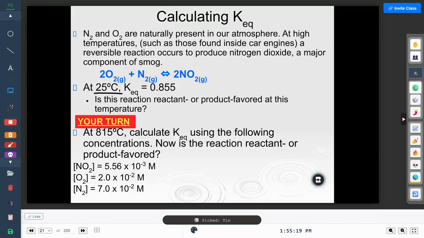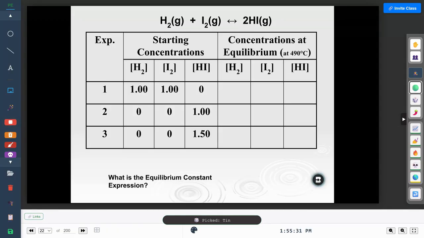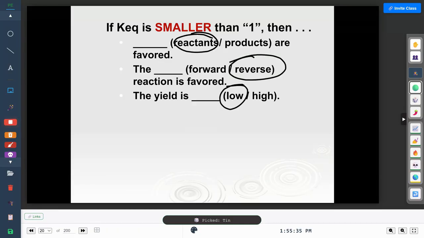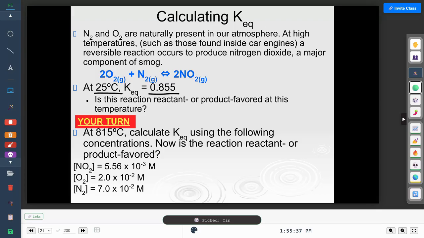10, what do you think it is? Why? Less than 1, and so reactant favored. Good job. Yeah, absolutely. So it's less than 1, it's going to be reactant favored. Oops, I thought I had that on the last slide. I guess not. Okay, so reactant favored.